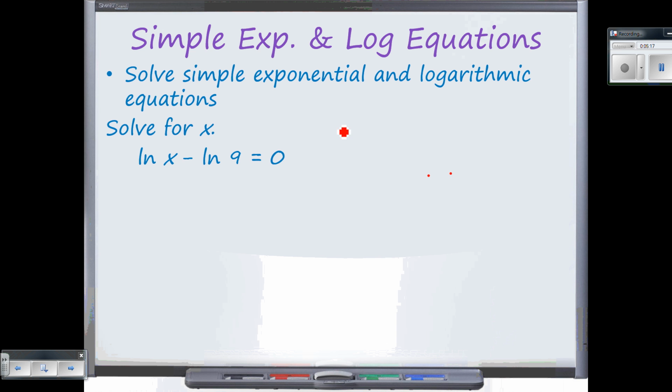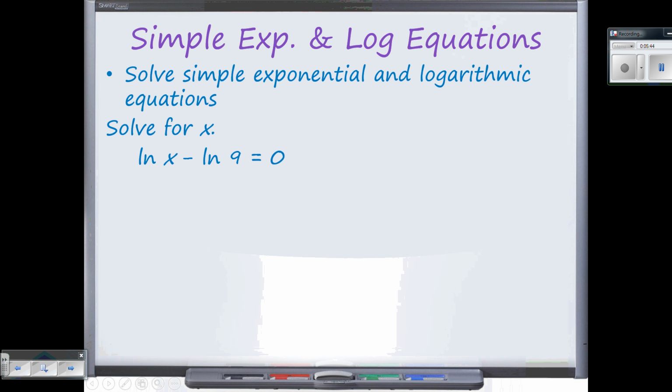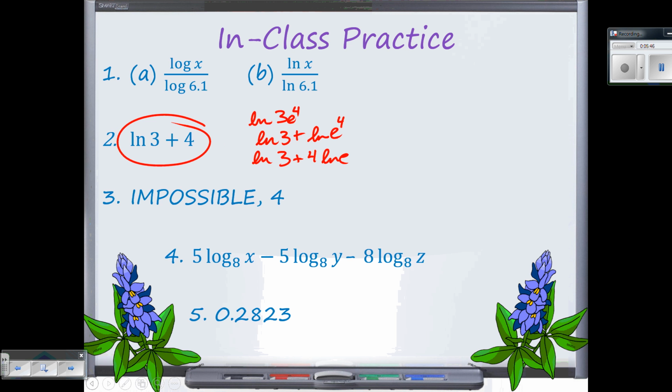Natural log e to the 4. Ignore that line. But this becomes natural log 3 plus 4 natural log e. Well, natural log of e is 1. E to the what equals e? E to the 1. So that's 1. So that's what gives me my answer of natural log 3 plus 4.